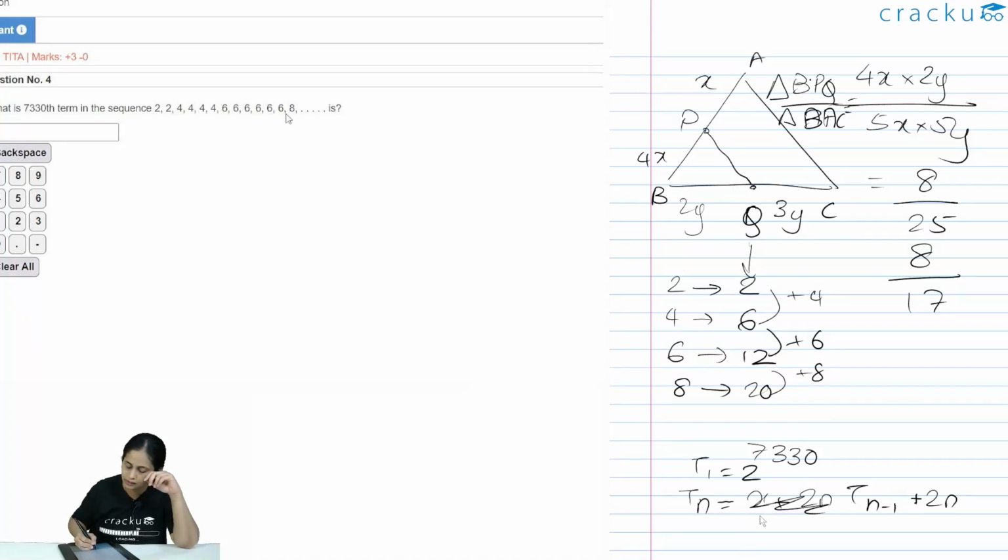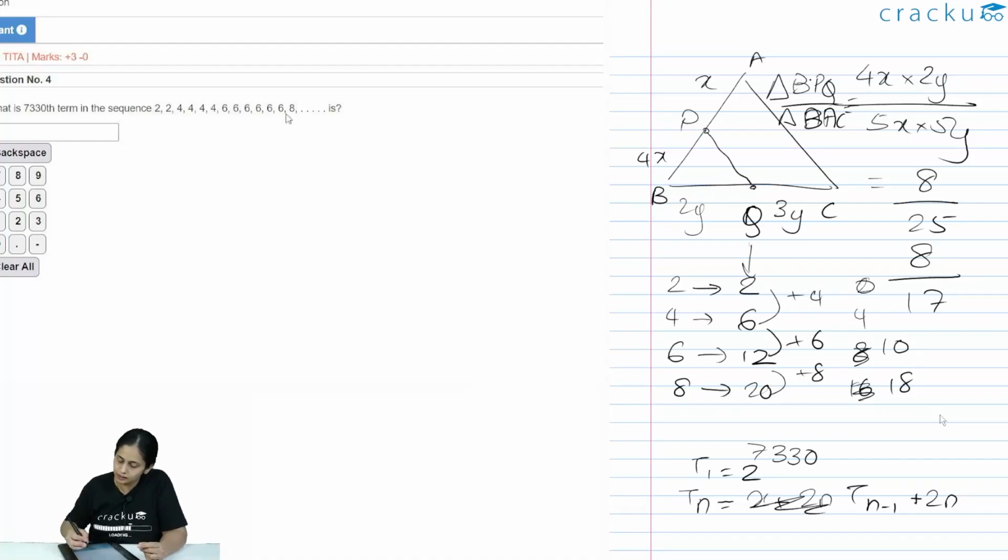So this is essentially, if I take minus 2, this is 0, 4, 10, 18, sum to the previous.